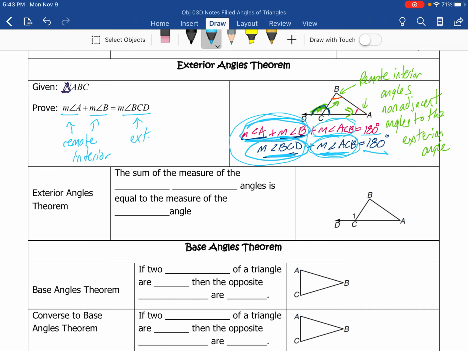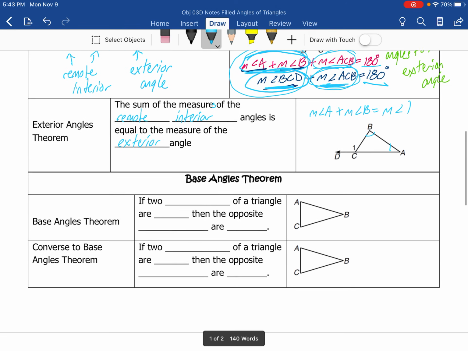The sum of the measures, these are called remote interior angles. And this is an exterior angle. So the sum of the measures, I should have an S here, of the remote interior angles is equal to the measure of the exterior angle. And that just says the measure of angle A plus the measure of angle B is equal to the measure of angle 1 in this case.